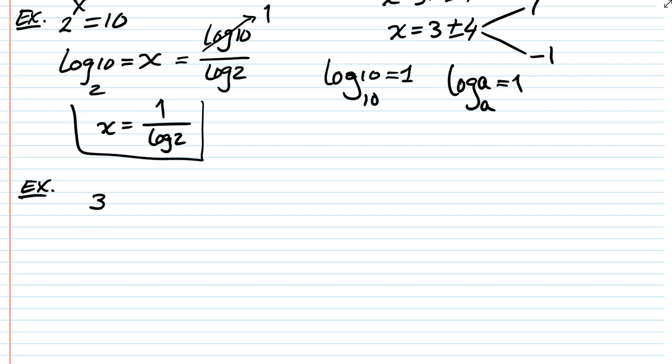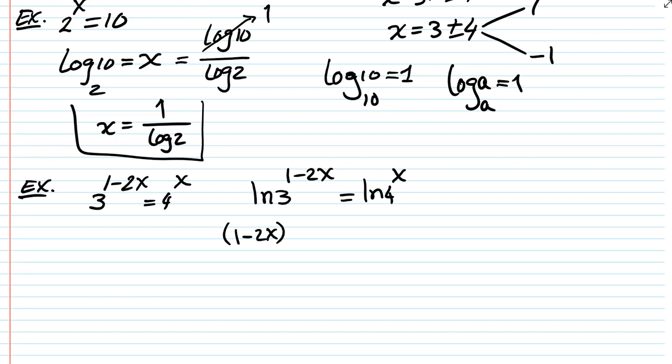Suppose I have 3 to the 1 minus 2x is equal to 4 to the x. Again, when you have exponential functions on either side of the equal sign, we just take natural log of both sides. That's ln of 3 or common log, either way would work. And I like natural log because that's usually what you do in your calculus courses. We use natural logs. They work out a little bit nicer.